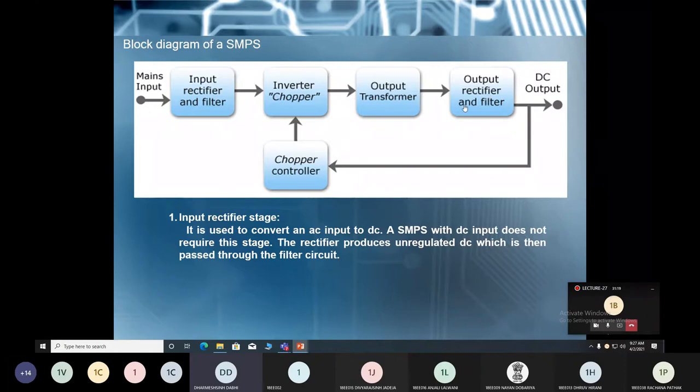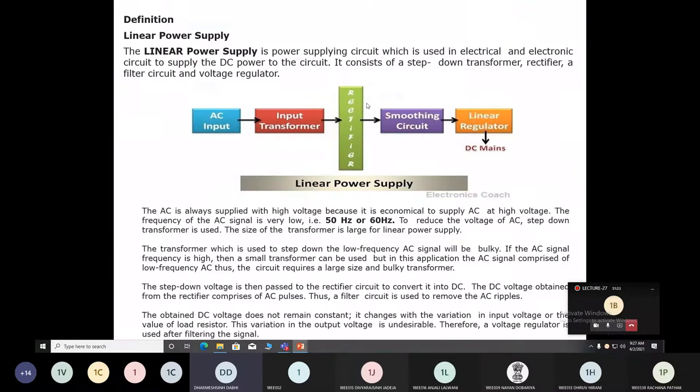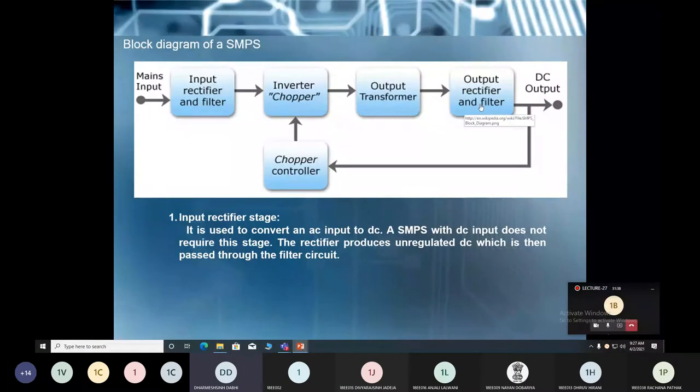Now what is the difference between this rectifier output DC and the DC provided by the rectifier in the linear power supply? What is the difference? Can anyone give the answer? What is the difference between the rectifier output voltage of the rectifier in the linear power supply and the output DC voltage of this rectifier? Is there any difference between the outputs of both rectifiers? Yes, anyone?